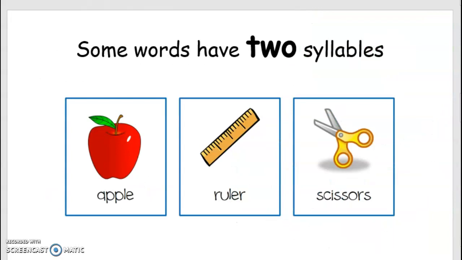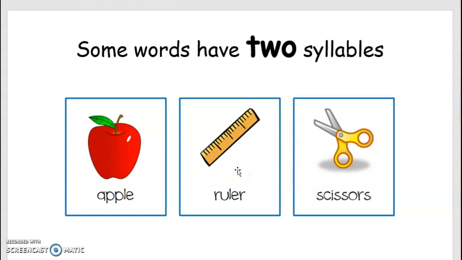Some words have two syllables. Say apple. Let's clap it out. Apple. How many times did you clap? Yes, we clap 2 times. Therefore, there are two syllables in the word apple.